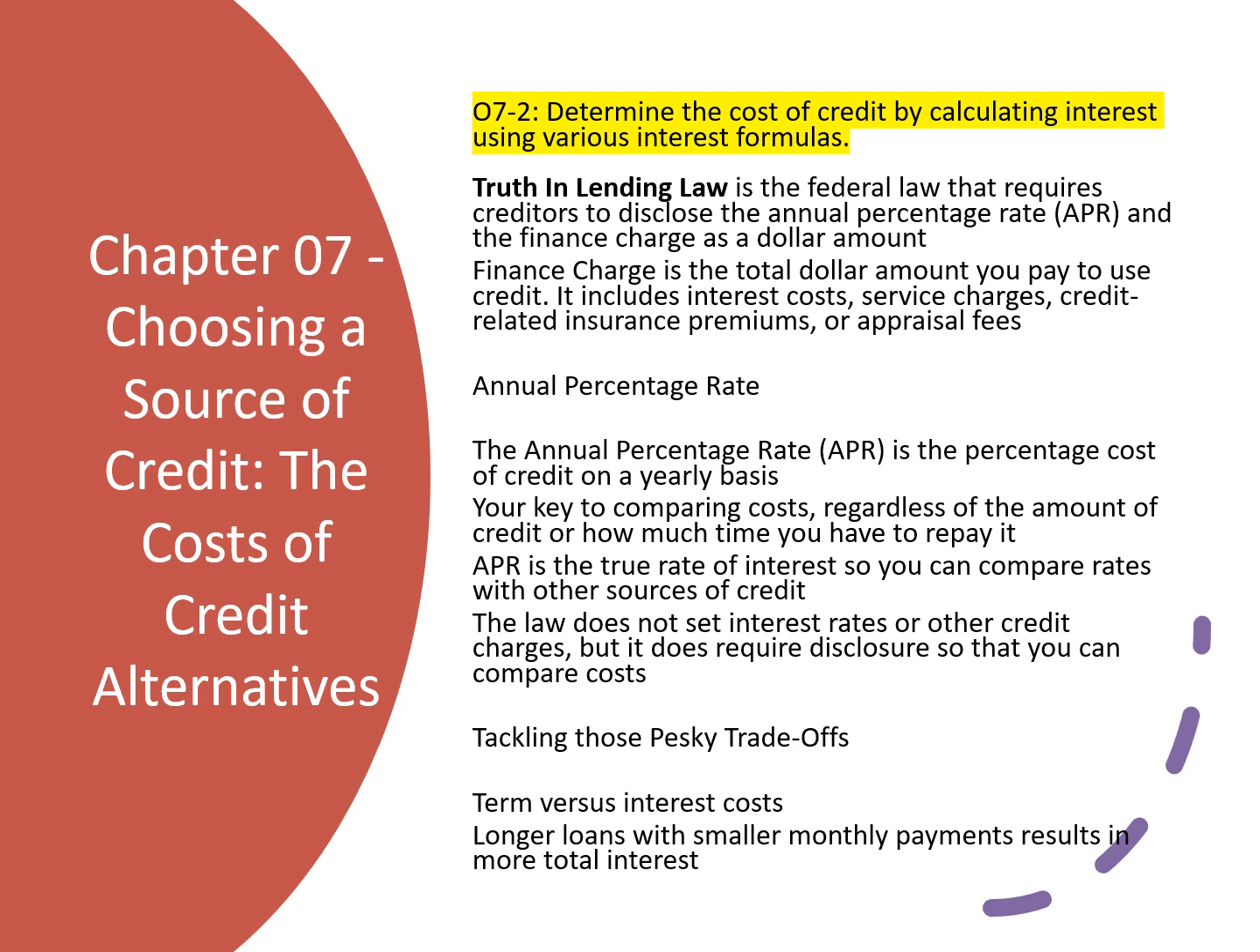This is the one you want to look at when you're comparing costs. The APR is the true rate of interest, so you can compare rates between other sources of credit. The law does not set interest rates or other credit charges, but it does require disclosure so you can compare the costs. Depending upon the state, there are maximum interest rates that can be charged, usury rates, as they say. But the point again is the APR is the key. You're able to determine what your total cost, your total monthly payment, for example, is going to be.